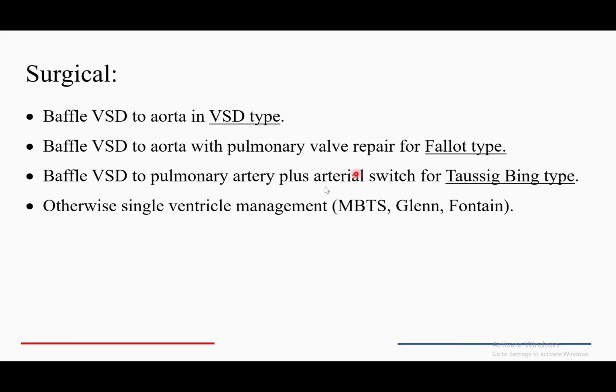The Fallot type is managed like the VSD type plus the correction of the pulmonary stenosis: either pulmonary valve repair, RVOT patch, transannular patch, pulmonary valve replacement, whatever is necessary. Single ventricle management is for the single ventricle type, or if any of these types are unrepairable for one reason or another, so we go to the single ventricle pathway.